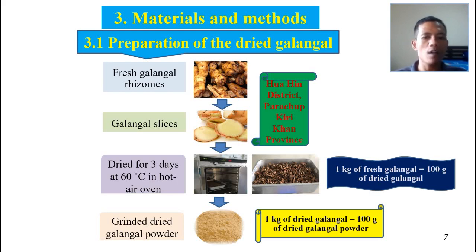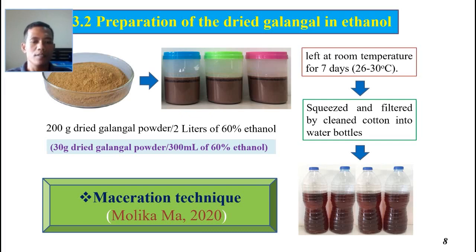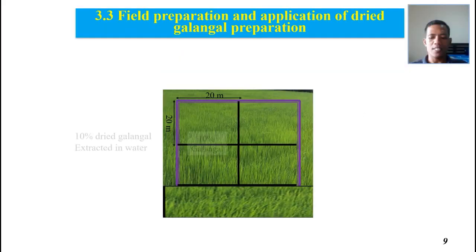And this is how I prepared the galangal solutions in 60% ethanol using the maceration technique. You can see I used a ratio of 30 grams of dry galangal powder in 300 ml of 60% ethanol, and left it at room temperature for 7 days. After that, the supernatant solution was decanted using clean cotton into water bodies. So now we have the ready-to-use galangal ethanol extract.